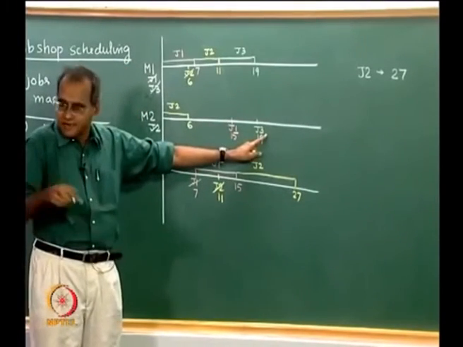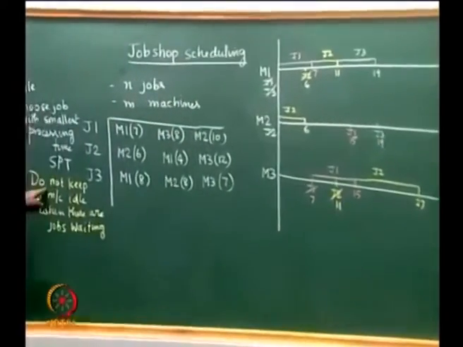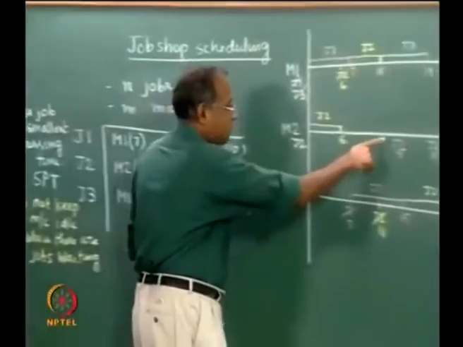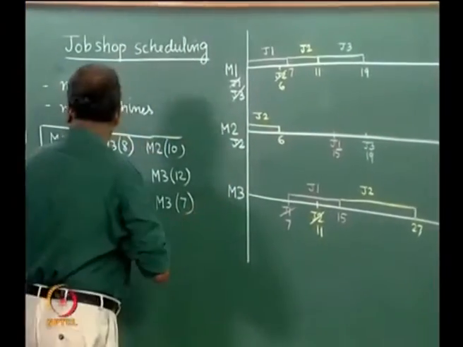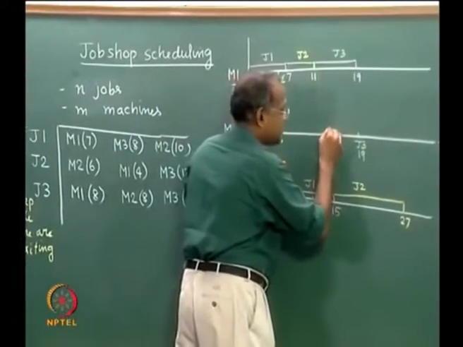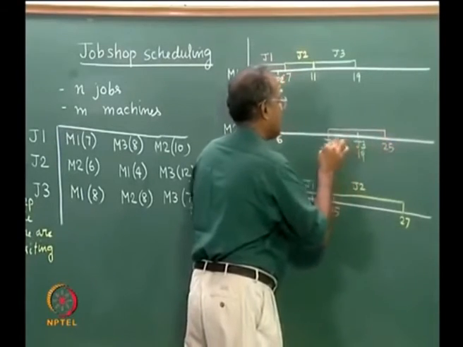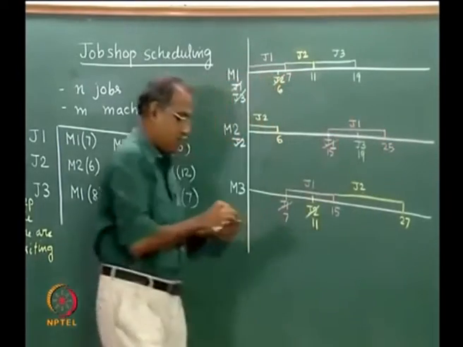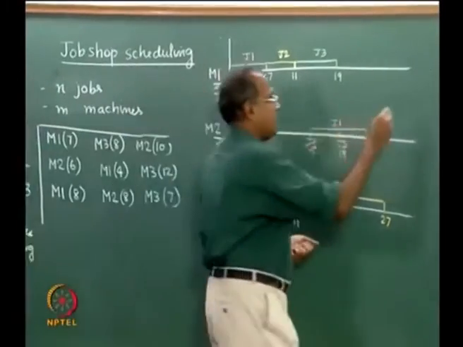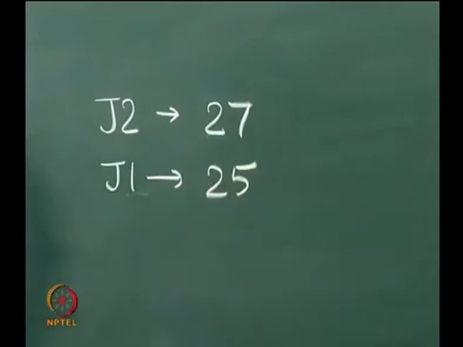will not look at the presence of J3 at 19, because we follow this rule that we will not keep a machine idle waiting for something to happen. So, at this point we will take J1. So, J1 on M2 is another 10. So, 15 plus 10, 25. J1 has completed processing on M2 at 25. So, J1 finishes at 25.